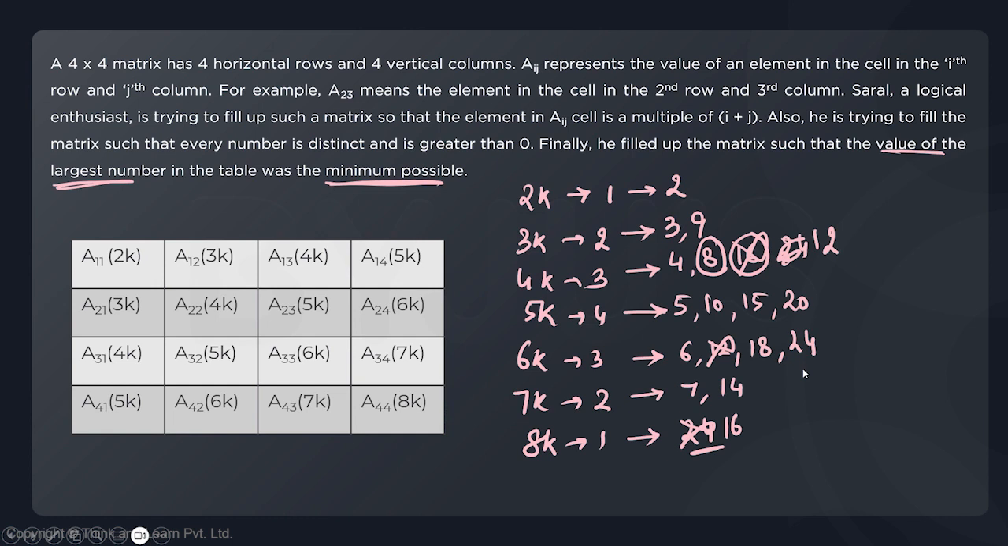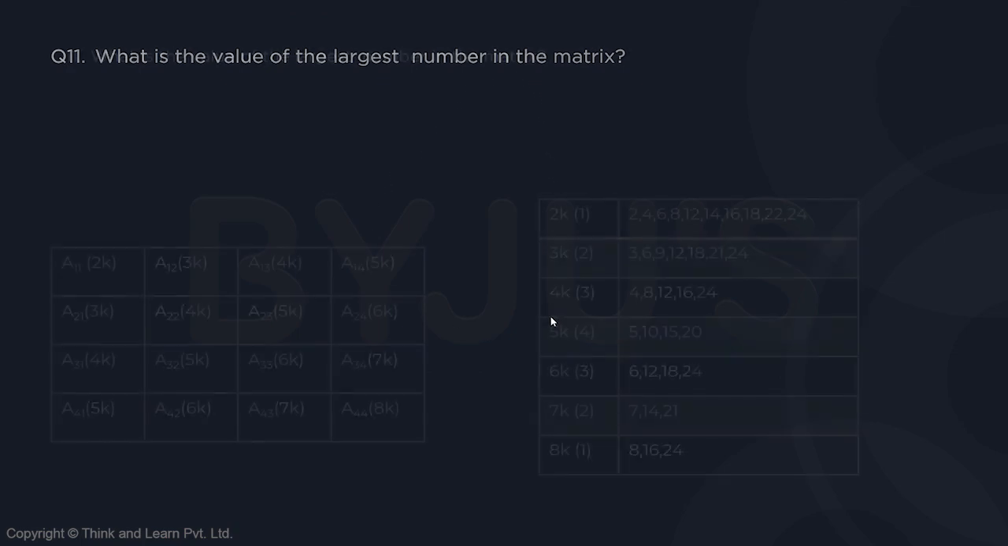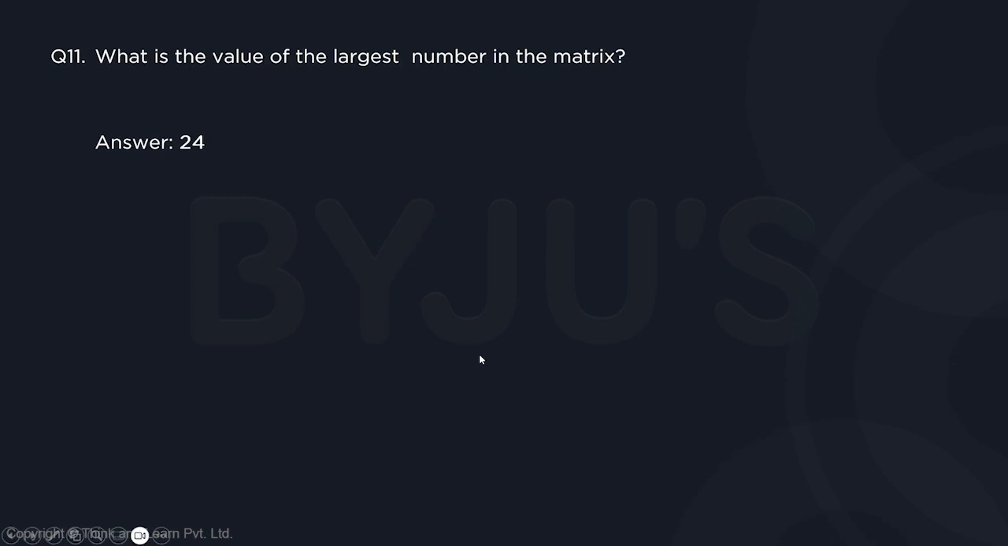So looking at these things, I can answer all these questions. Now look at the first question. What is the value of the largest number in the matrix? So if I talk about the largest number in the matrix, as you can see over here, the largest number in the matrix is 24. So my answer for this question is 24. The largest number in the matrix is 24.